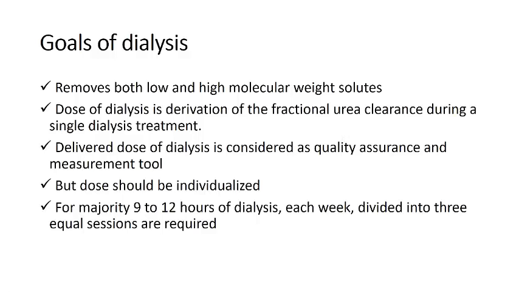So what are the goals of dialysis? Dialysis removes both low and high molecular weight solutes. The dose of dialysis is derived from the fractional urea clearance during a single dialysis treatment. The delivered dose of dialysis is considered a quality assurance and measurement tool. But the dose also varies from individual to individual. So we have to measure the blood pressure, and consider the age of the patient, the weight of the patient, even the pulse and temperature. So the dose also varies from person to person.